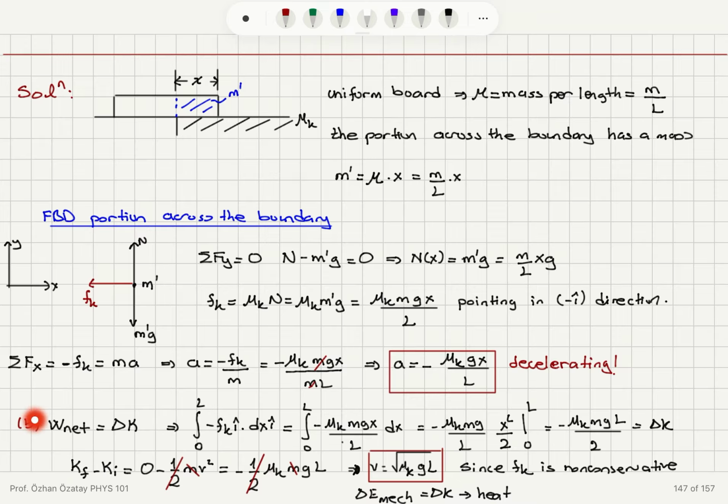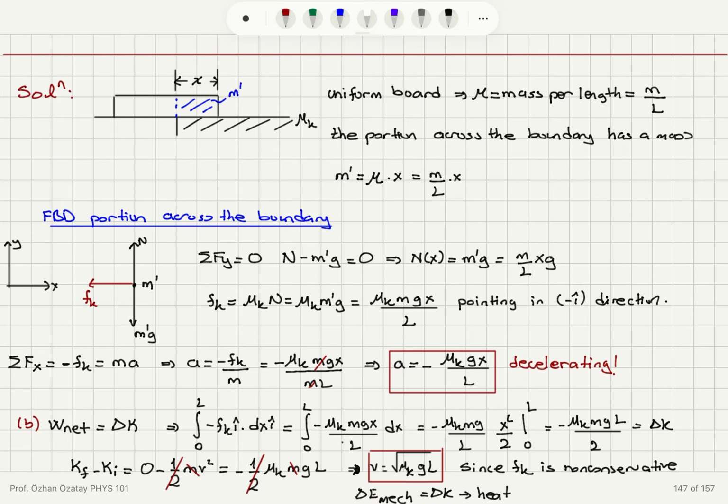It's decelerating. The work done by the net force is equal to delta K. So even though I write it this way, it doesn't imply that the kinetic friction is doing work. In fact, we find that it is causing an energy loss. So there is no work done on the system. The work done by the net force turns out to be minus mu k m g L over 2, which is equal to the change in kinetic energy of the system. So we find that this kinetic friction is causing a decrease in the kinetic energy.